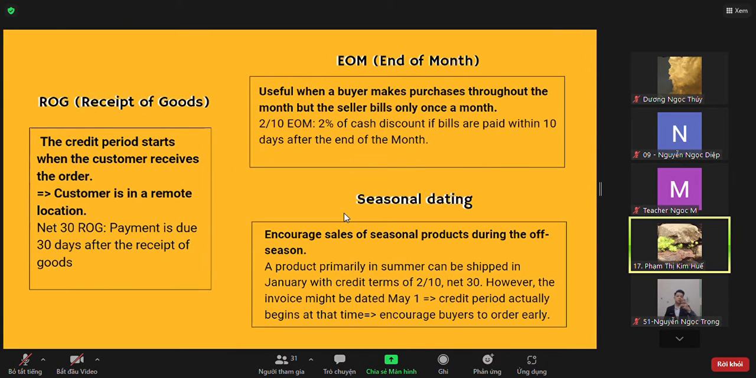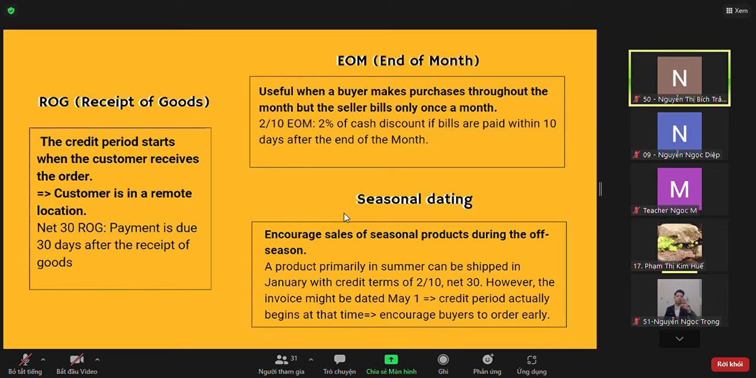ROG means the credit period starts when the customer receives the order. Usually the customer is in a remote location. EOM is end of month. This term is useful when the buyer makes purchases throughout the month, but the seller bills only once a month. Seasonal dating will encourage sales of seasonal products during the off-season.